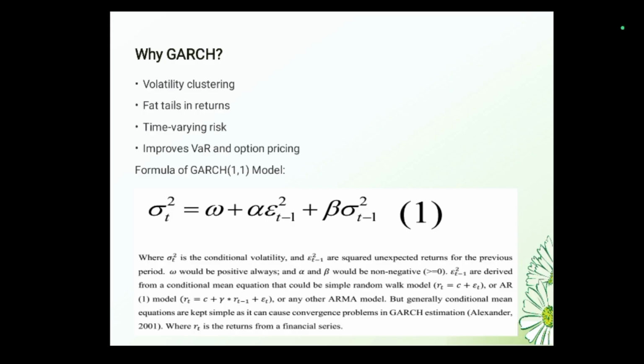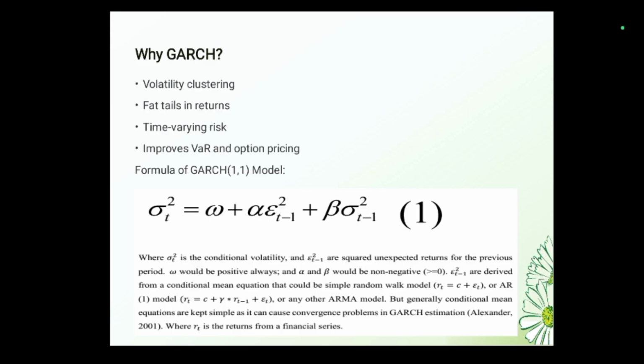So why do we need GARCH instead of just using standard deviation? Financial data has quirks. Specifically, we look for three things. Volatility clustering. This is the tendency for high volatility periods to be followed by more high volatility. And fat tails. Returns often have more extreme outliers than a normal distribution would suggest. And third is time varying risk. Risk isn't constant, it breathes with the market. By capturing these patterns, GARCH significantly improves how we calculate value at risk and how we price complex options.